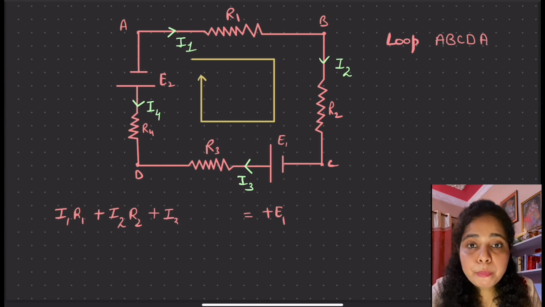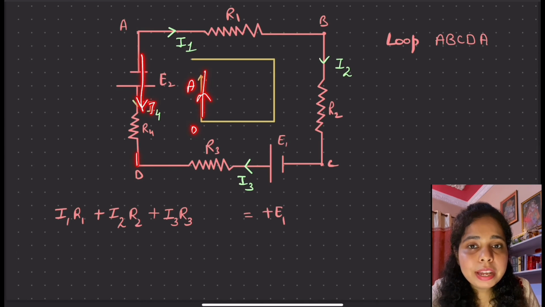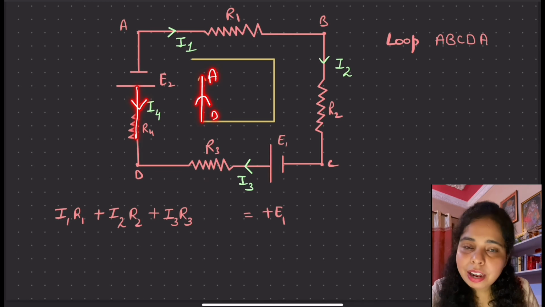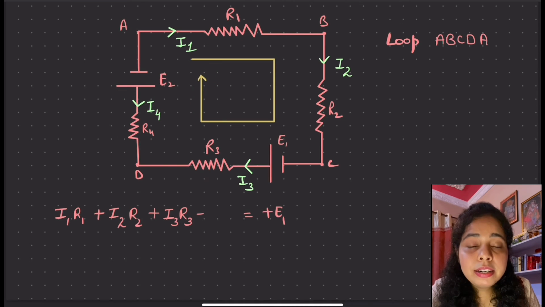Now we have to move from D to A. We are moving from D to A, but I4 current is coming from A to D. That is in the opposite direction. The direction of loop is D to A, but current is coming from A to D. That is why we will write minus I4 R4. Although I4 current is flowing through resistor R4, therefore I4 R4 is there. But why have I taken the negative sign? Because current is flowing in the direction opposite to the direction of loop. The direction of loop is D to A, but current is flowing from A to D.